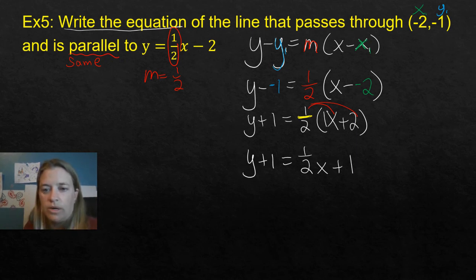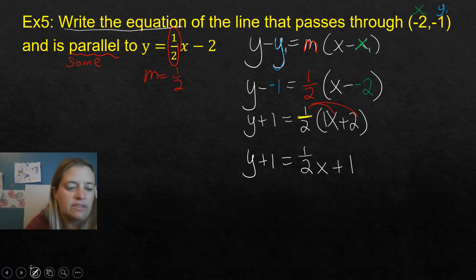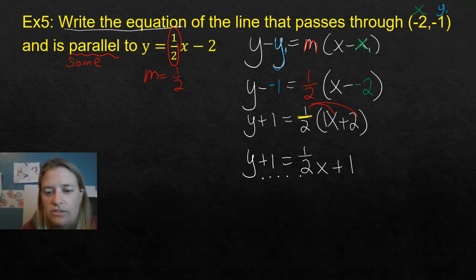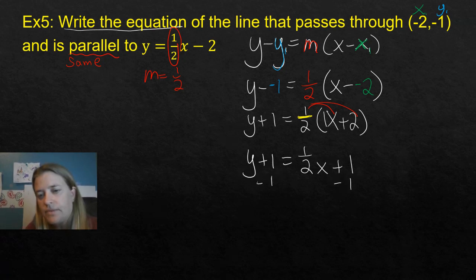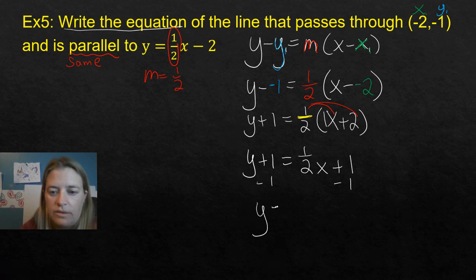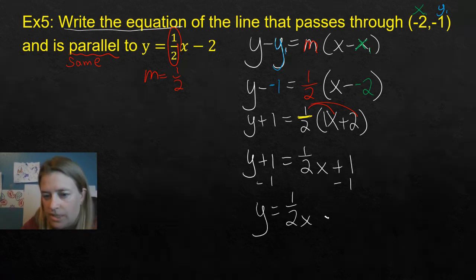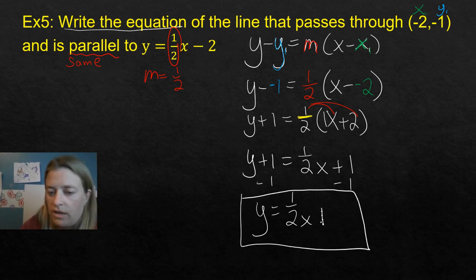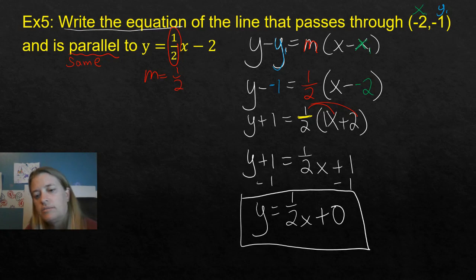So we distributed our 1/2. And now we're going to have to get the y all by itself. So the y has a plus 1 next to it, so we've got to move it to the other side. We're going to subtract 1 from each side. And then when we do that, we get 1/2 x, and 1 minus 1 is 0, and that is going to be our equation. You can write plus 0 if you'd like, but we could just write y equals 1/2 x.